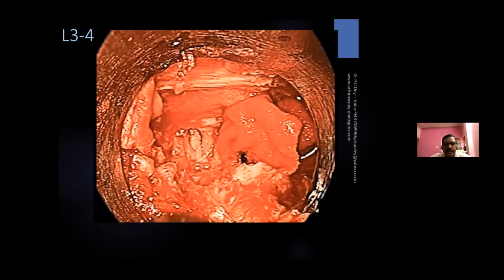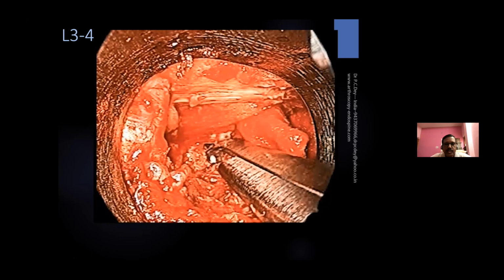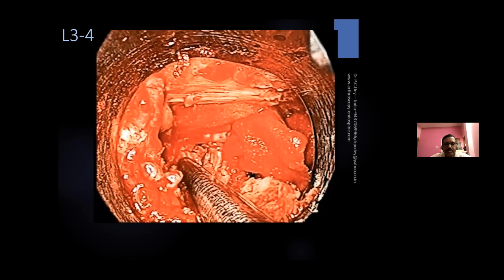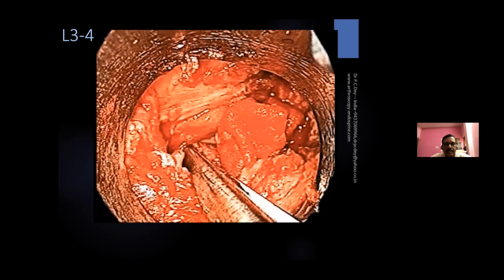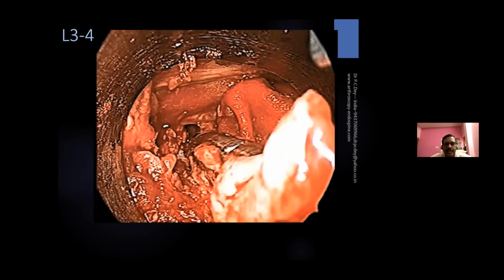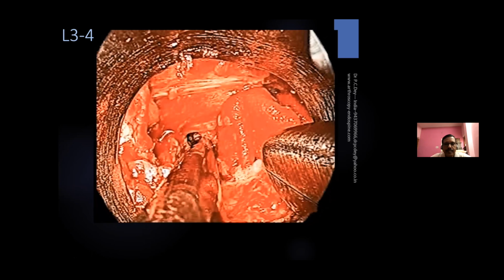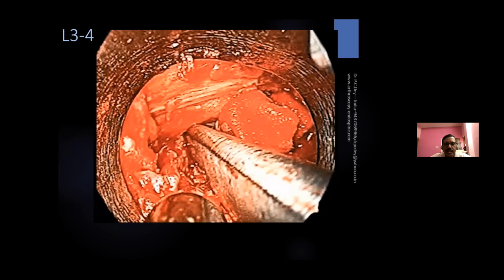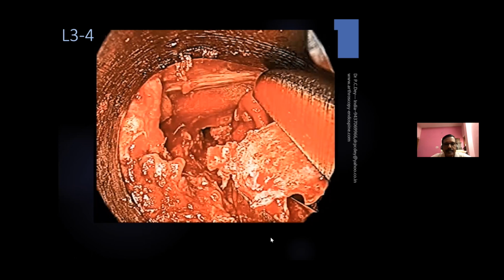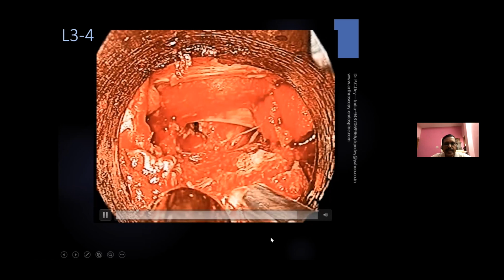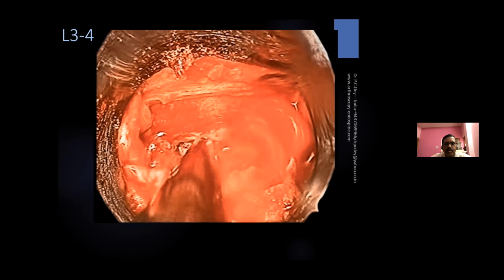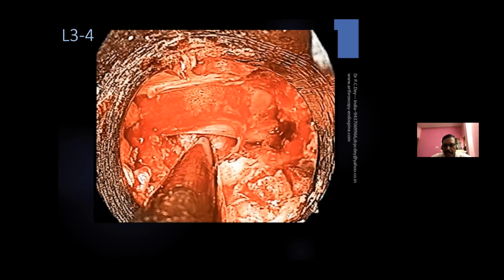And at the end, when I was not able to negotiate my instrument, I took the Kerrison punch to make it a little bit wider because it was fibrous and hard. Then the real pieces came out. That was the real culprit. And also, this was almost calcified disc. And then irrigation with the normal saline clearly shows the flow was very good, means there was no restriction of flow. So all the free fragments have come out.